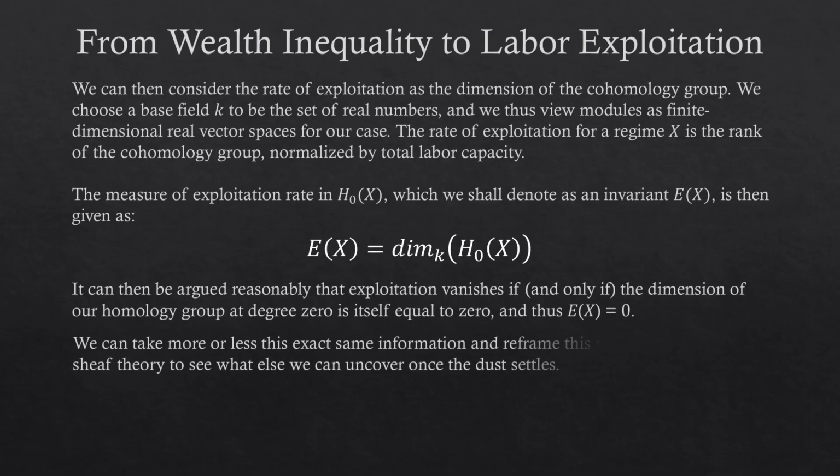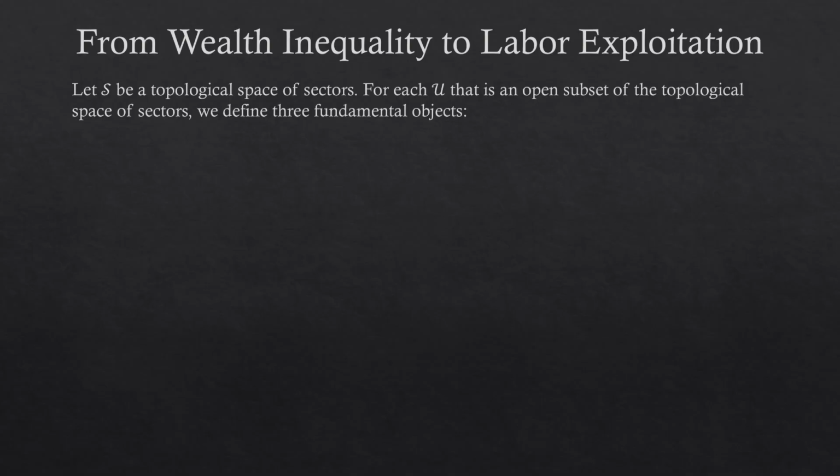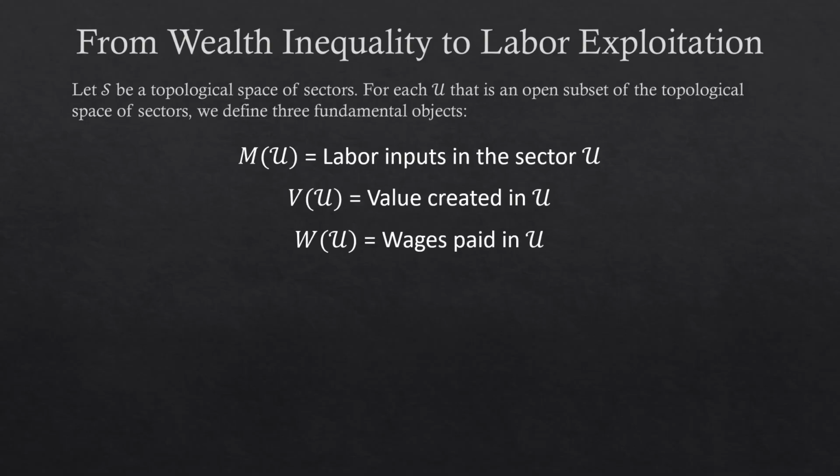We can take more or less this exact same information and reframe this within the language of sheaf theory to see what else we can uncover once the dust settles. Let S be a topological space of sectors. For each U that is an open subset of the topological space of sectors, we define three fundamental objects. M of U is labor inputs in the sector U. V of U is the value created in the sector. W of U are the wages paid in the sector.